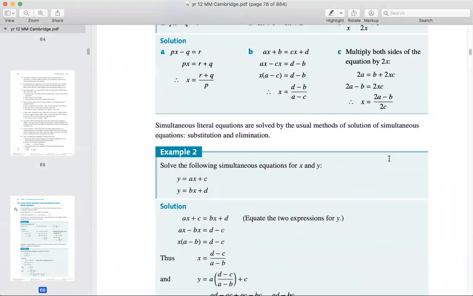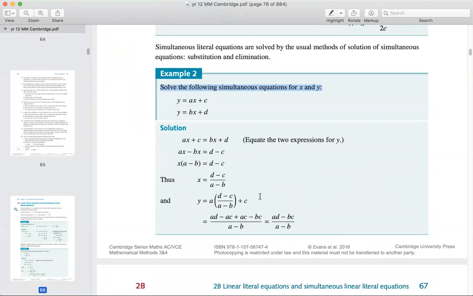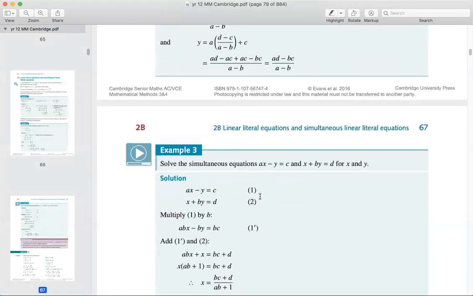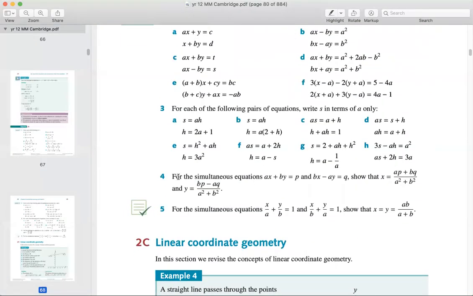And I highly recommend you do this one: solve the following simultaneous equations for x and y, with y equals ax plus c and y equals bx plus d. If you can do this properly, it means you can solve simultaneous equations without any hesitation. So please try question 4 and question 5, to make sure you can do the show that questions.